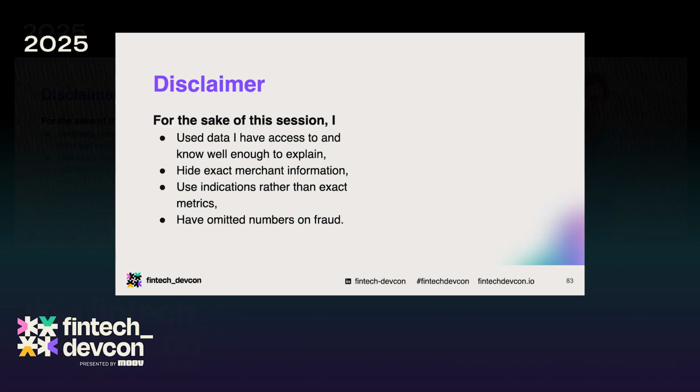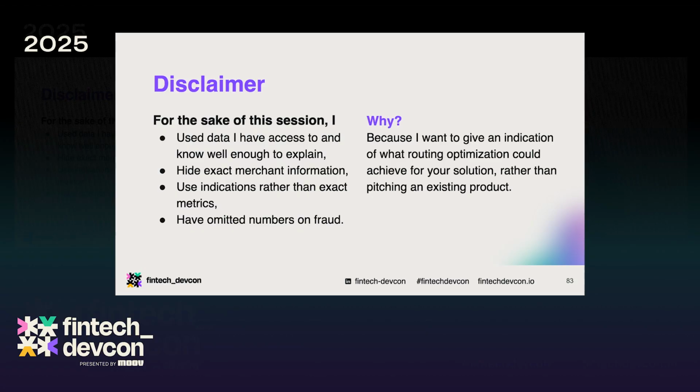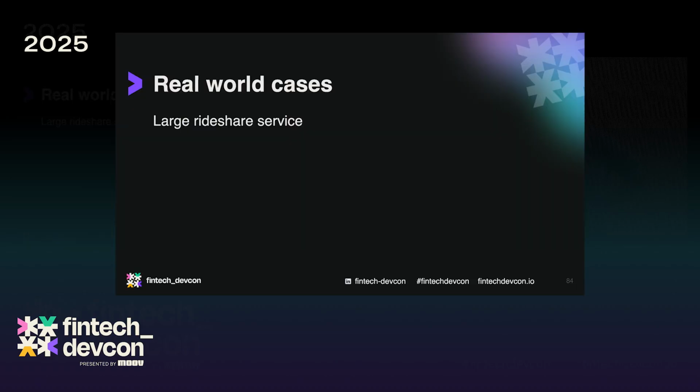So coming back to that disclaimer, before I really dive into the examples, for the sake of this session, I have really focused on data that I know well and that I know well to explain. For obvious reasons, I've hidden exact merchant information, and I use indications rather than exact numbers. I've also left out the numbers on fraud. I do this because I want to give you an indication of what payment routing optimization can do, rather than try to sell you on a product that we built. So this is really for inspirational purposes.